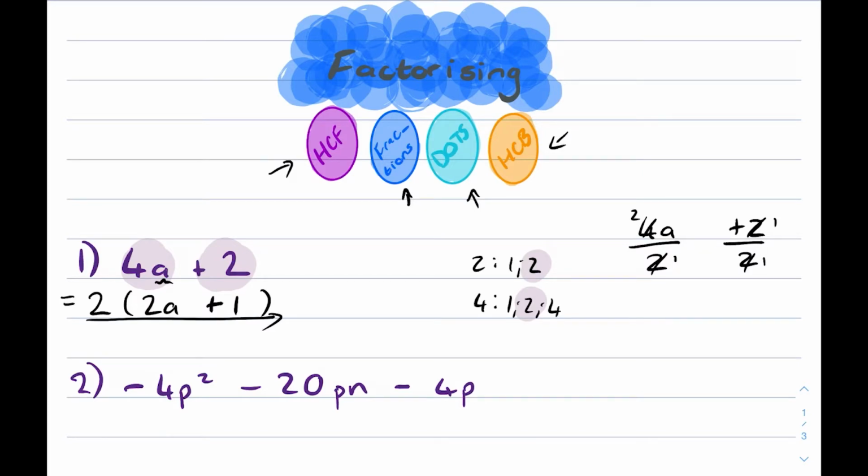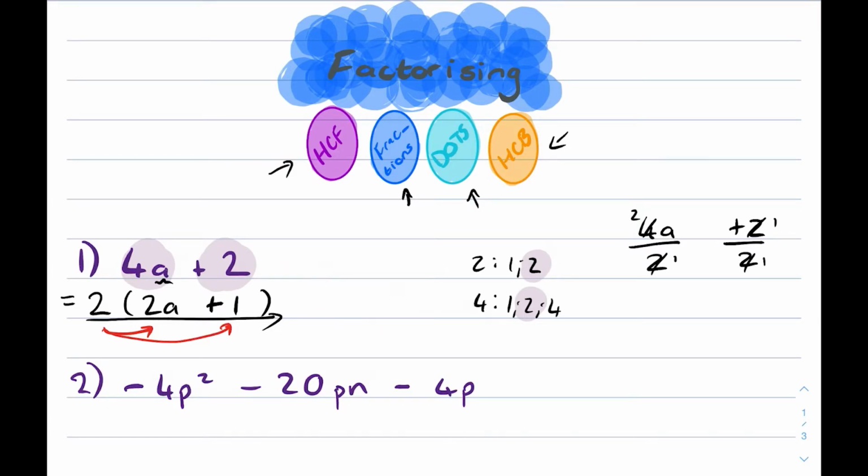But you can always check if you're going to get full marks or something like this. So you can, just in your mind or quickly with a pencil, say 2 times 2a is 4a. And 2 times positive 1 is positive 2. Is this answer then the same as your question? If it is, you know that you have full marks. So it's just a nice way to check whether you're getting it right or not.